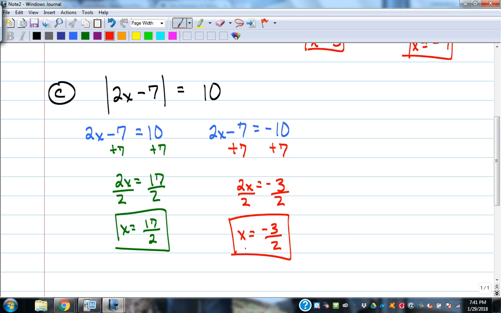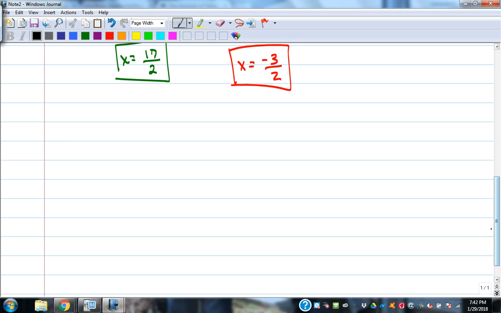Notice they're different numbers, but they both satisfy the original problem. We plug those in for x. 17 over 2 times 2 is 17. 17 minus 7 is positive 10. The absolute value of positive 10 is 10. I plug in negative 3 over 2. Negative 3 over 2 times the 2 is negative 3. Negative 3 minus 7 is negative 10. The absolute value of negative 10 is also 10. So you get two answers that both work in your original problem.